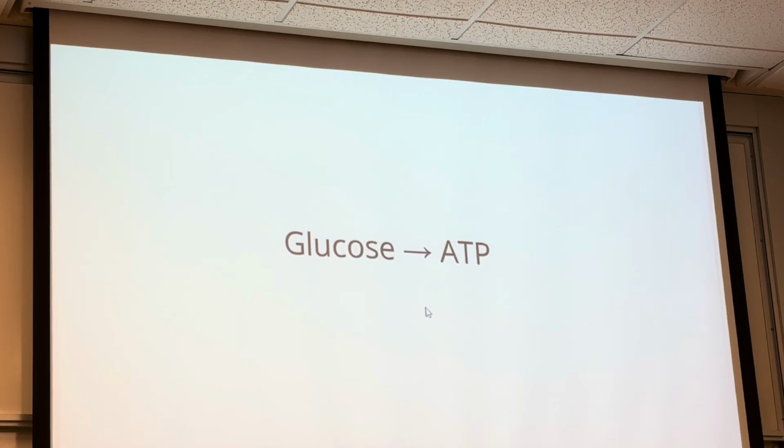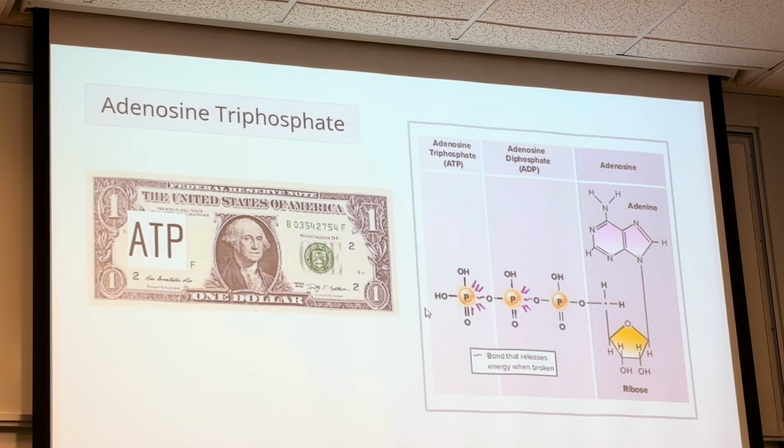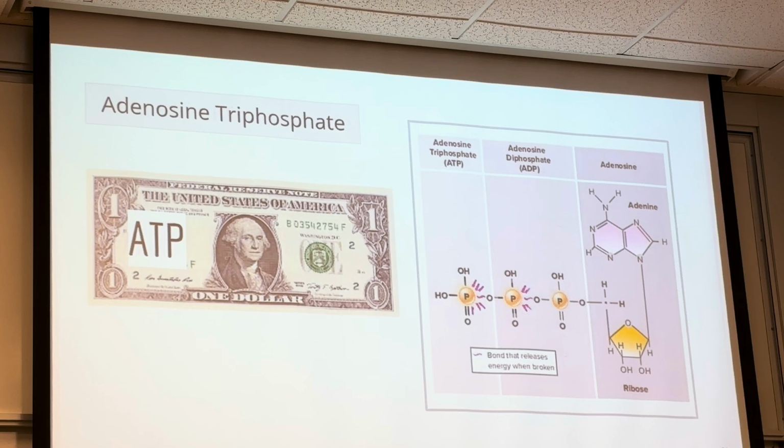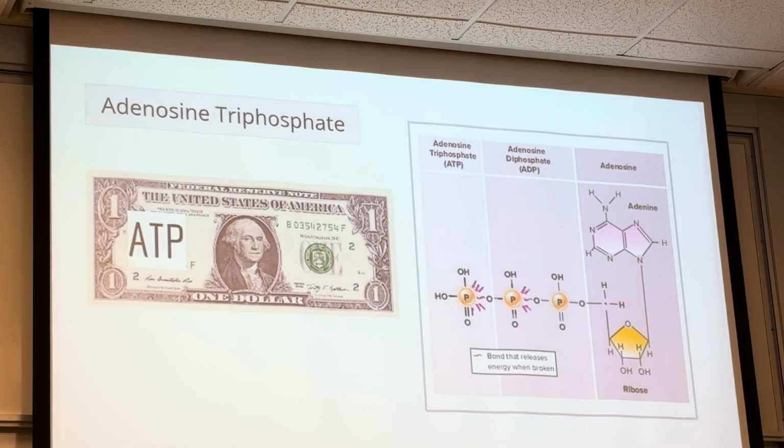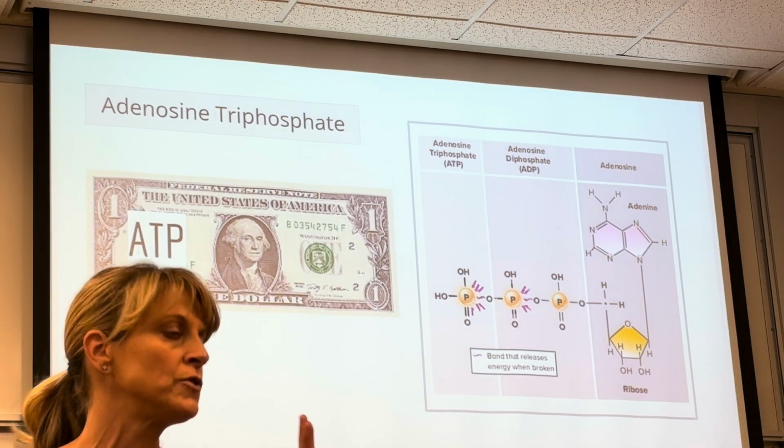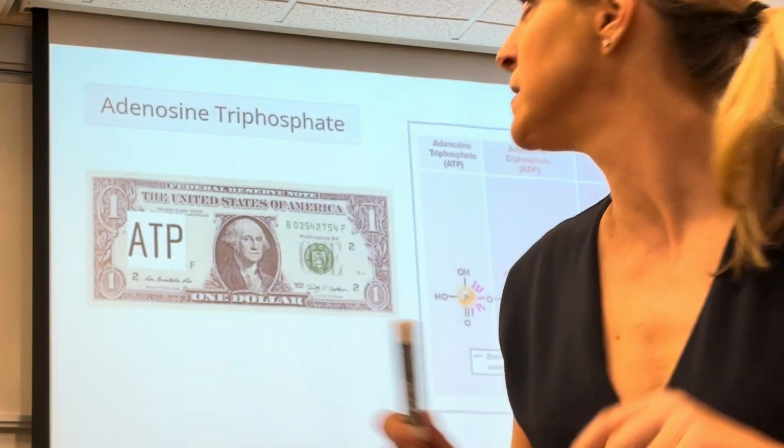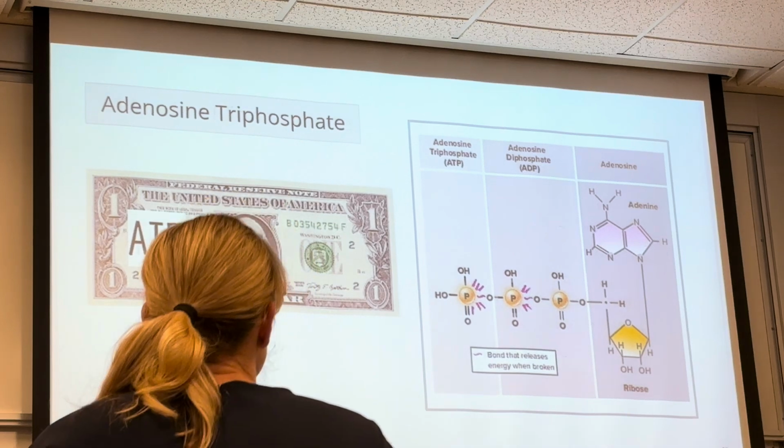So what is ATP? Let's talk about it. ATP is adenosine triphosphate. Have you guys heard of adenine? You've heard of adenine, guanine, cytosine, thymine from DNA. If you haven't, don't stress about it, we're gonna go over it. But one of our nucleic acids makes up something called ATP.